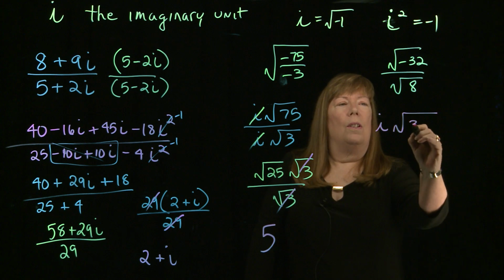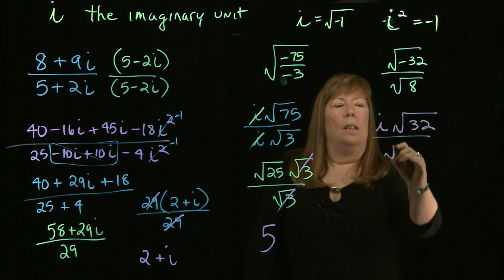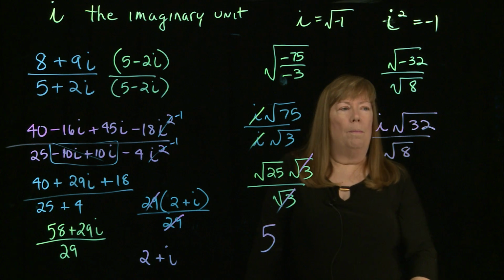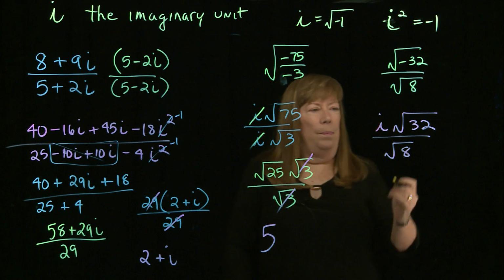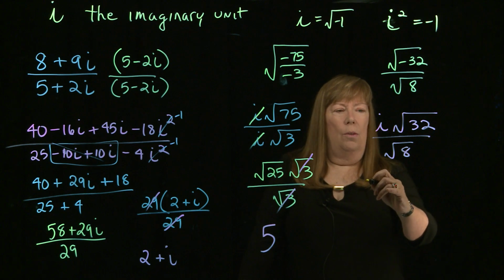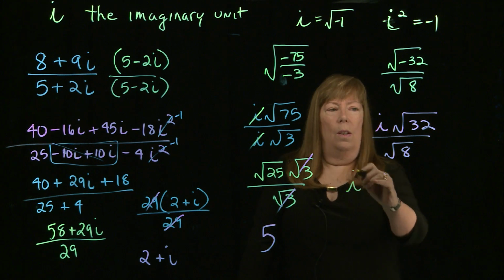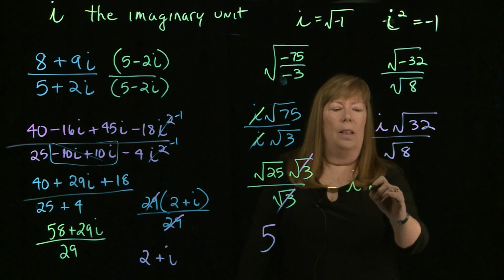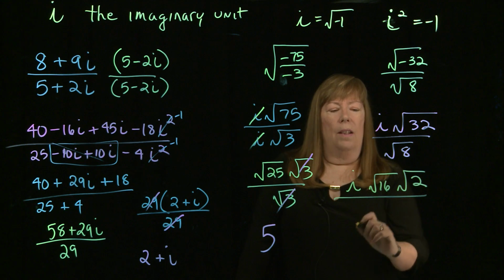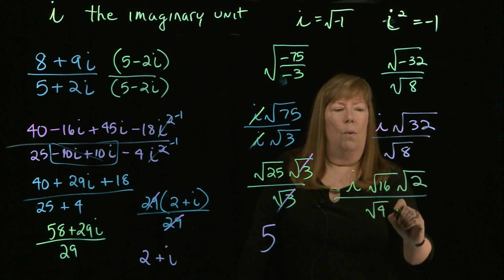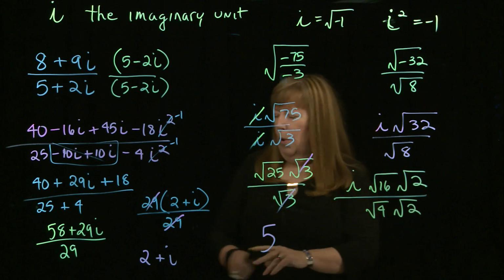Simplify first. Okay, now what? Let's see. We could break this down to perfect square parts. 32 has a perfect square in it, 16 times 2. And negative 8 has a perfect square part. That would be 4 times 2.